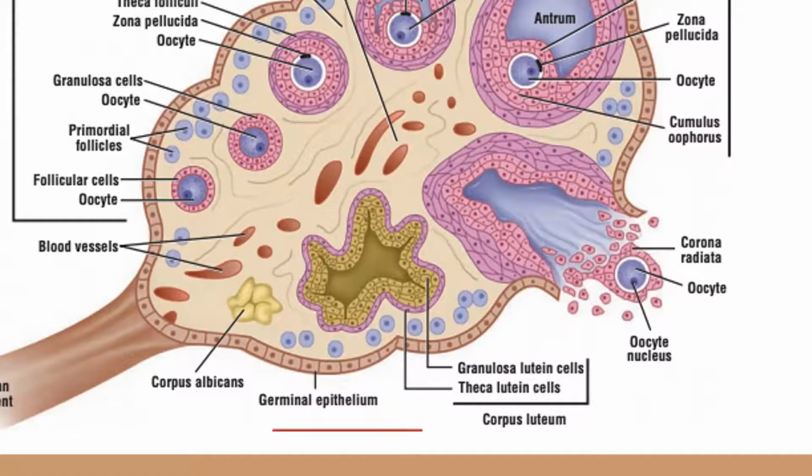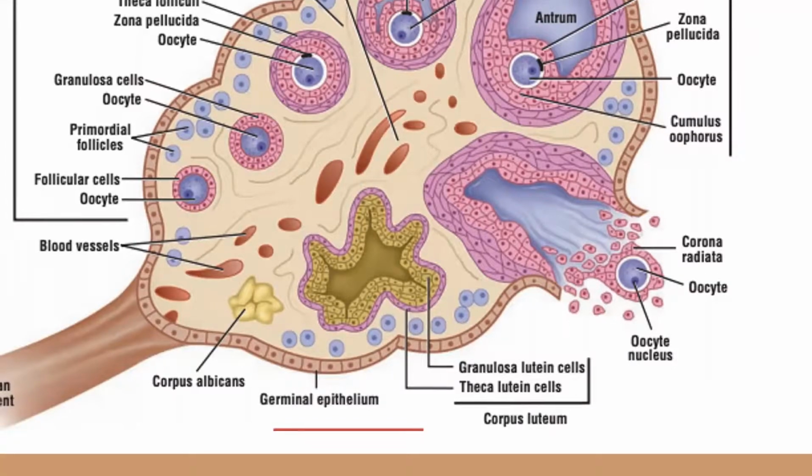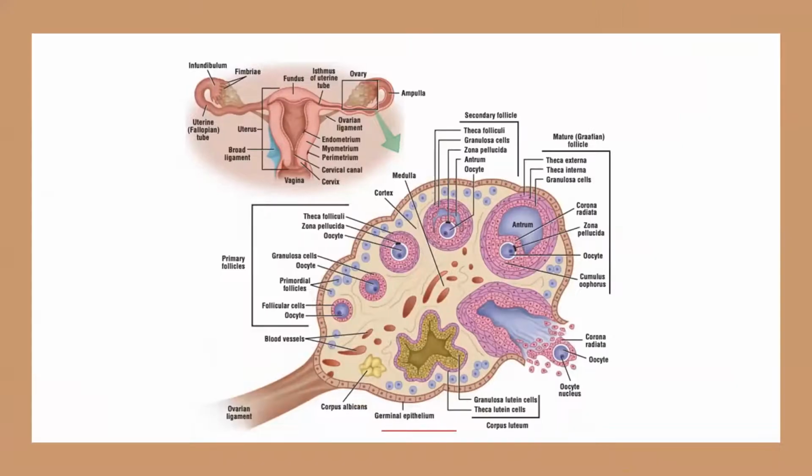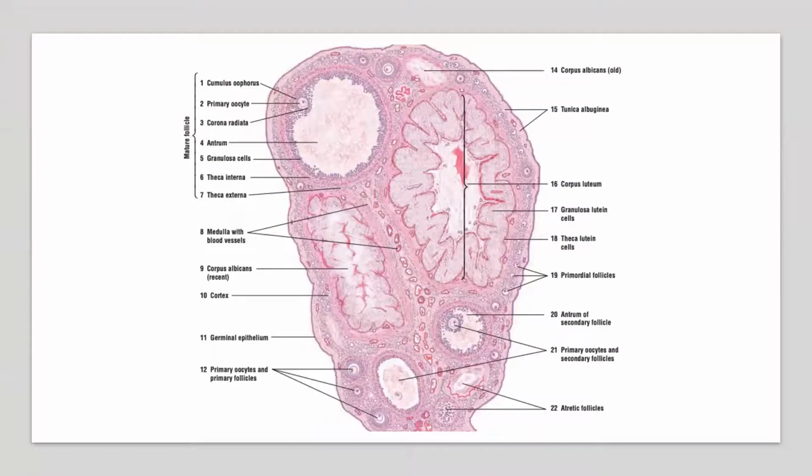If we don't have pregnancy, after 15 days, it's changed to corpus albicans. And corpus albicans is the white body in the ovary, and it takes about 3 to 4 months to completely regress. So this is the summary of the ovary. This is the real picture. In this picture, you can see the cortex and the medulla.